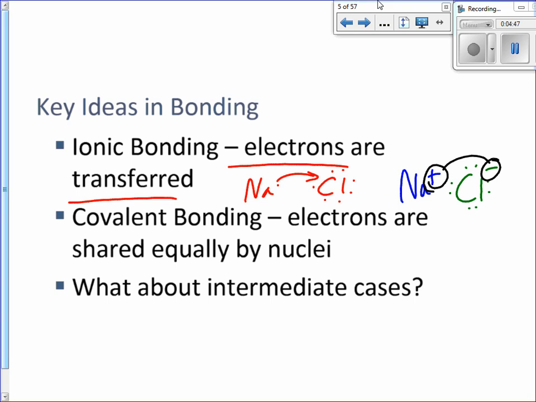Not the atoms themselves, it's actually the positive-negative. And it's a very powerful force. It's a very strong force. Covalent bonding, what do they do? They share electrons.